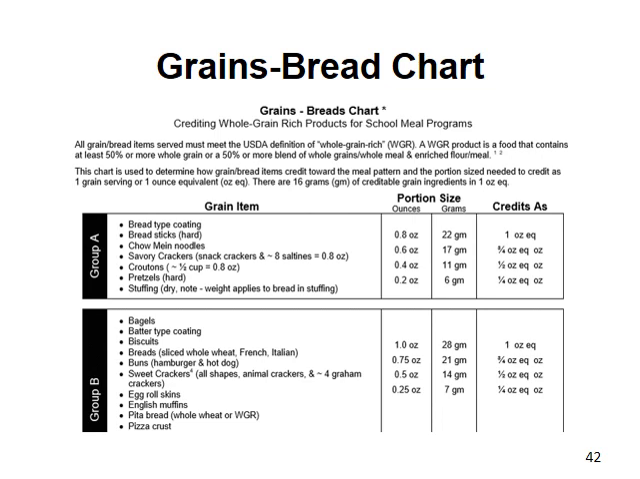There are 16 grams of creditable grain ingredients in a 1 ounce equivalent. Each group shows what the weight of an item needs to be in order to credit a 1 ounce equivalent or 1 grain serving. The chart is divided into 9 different groups, A through I. Items are placed in these groups based on the amount of grain compared to the other ingredients. So Group A, bread type coating, hardly any other ingredients, so 0.8 of an ounce credits as a 1 ounce equivalent.